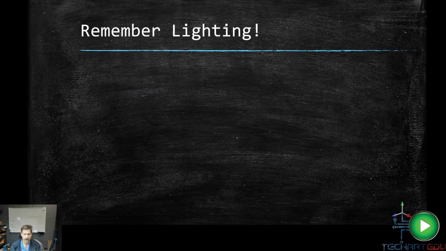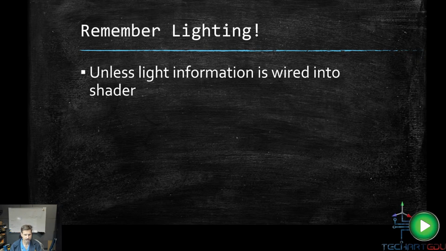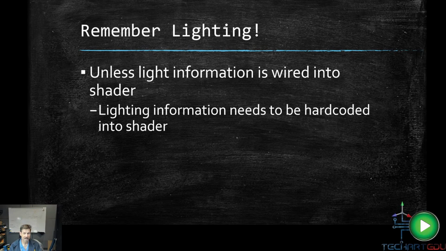Okay, we've got to remember the lighting information is now wired inside of the shader. We're actually doing the lighting inside of the shader now. That means the lighting information is going to be hard-coded into the shader, unless you find some way of piping that information from the environment into your shader. Otherwise you're pretty much going to have to hard code your light position, your light angle, your light orientation, your light color, all that good stuff.